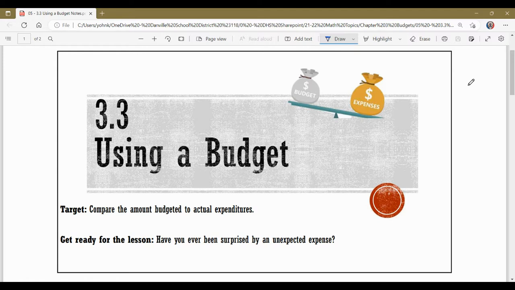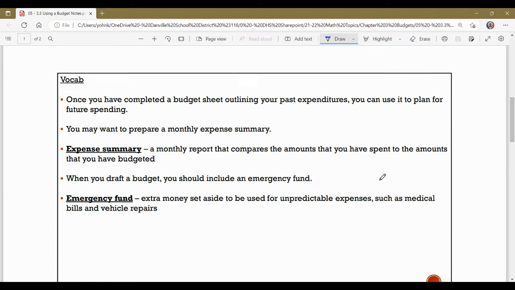So, have you ever been surprised by an unexpected expense? I have. I've come out of school before and I've had a flat tire, which means I have to buy a new tire, and tires are expensive, and that's a lot of money. Or you get into a car accident and you have to pay for damages, or you get sick and you have to pay for a doctor's visit and medicine, or you end up in the hospital. There's all sorts of expenses that you're going to have to prepare for. And so you want to make sure that you always have enough money using a budget.